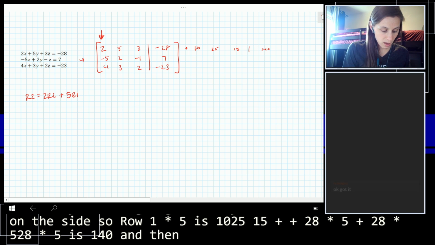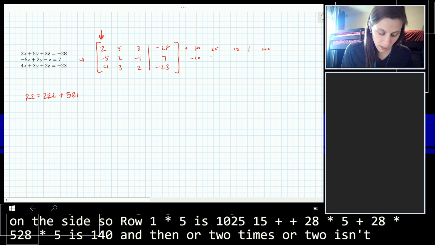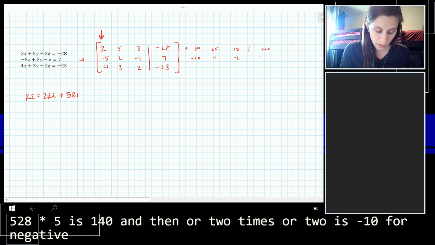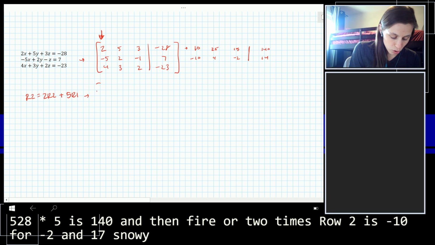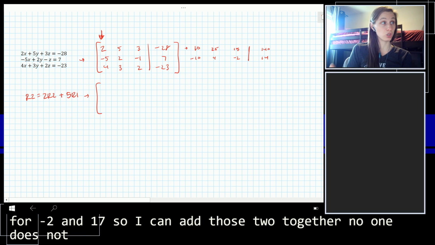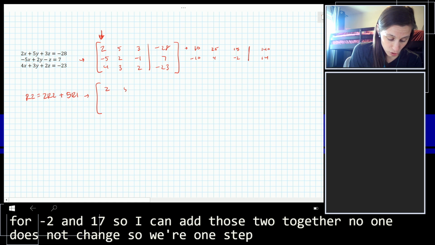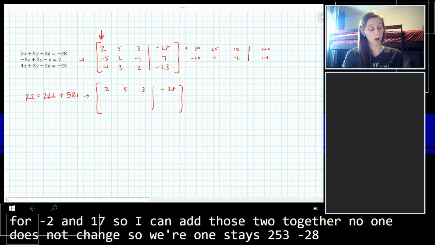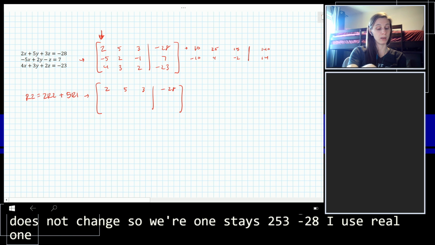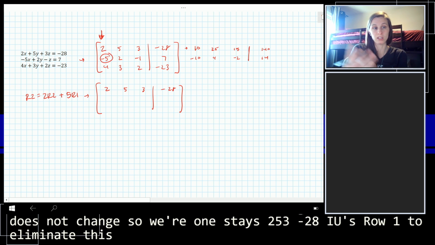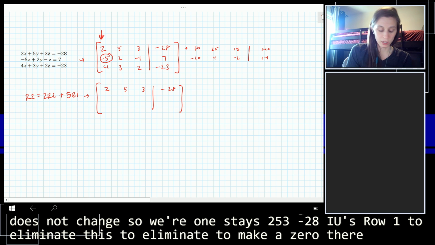And then 2 times row 2 is negative 10, 4, negative 2, and 17. So now I can add those two together. Row 1 does not change. So row 1 stays 2, 5, 3, negative 28. I use row 1 to eliminate this, to make a 0 there, but it doesn't change.